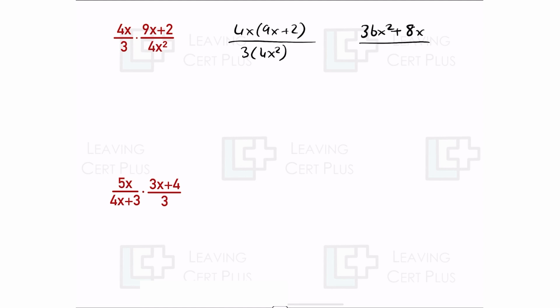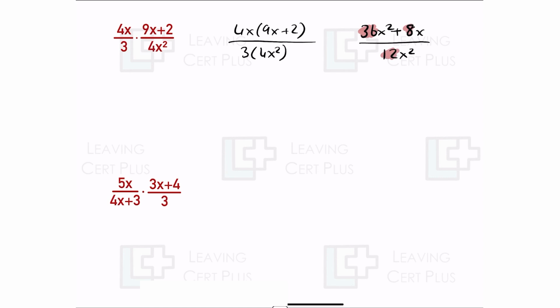So hopefully you got them done. Multiplying top by top and bottom by bottom, we got 4x by 9x plus 2. And we're going to have 3 by 4x squared. So multiplying out these brackets, we got 36x plus 8x. That's 36x squared, the x by the x. And then you're going to have 12x squared as well. So you can see our coefficients, they're all divisible by 4, and each term has an x.